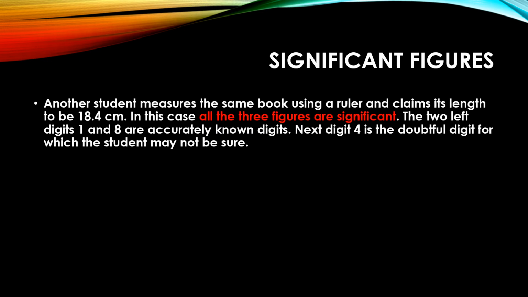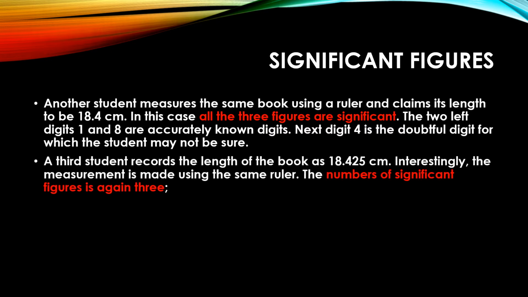Another student measures the same book using a ruler and claims its length to be 18.4 cm. In this case, all three figures are significant. The two left digits 1 and 8 are accurately known digits. The next digit 4 is the doubtful digit, for which the student may not be sure.